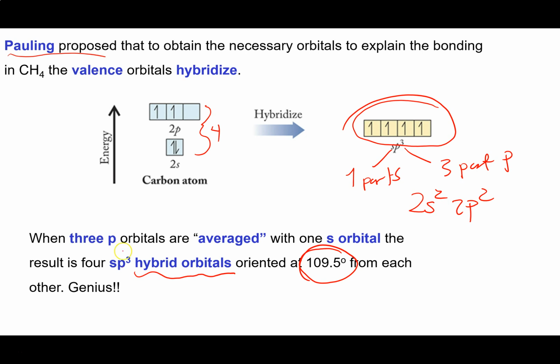Now, how many orbitals do you get when you hybridize? You just add the numbers together. We've got 1 s and 3 p's, so we're going to get a set of 4 sp3 hybrids. The number of orbitals that you're mixing is exactly equal to the number of hybrids that you get.